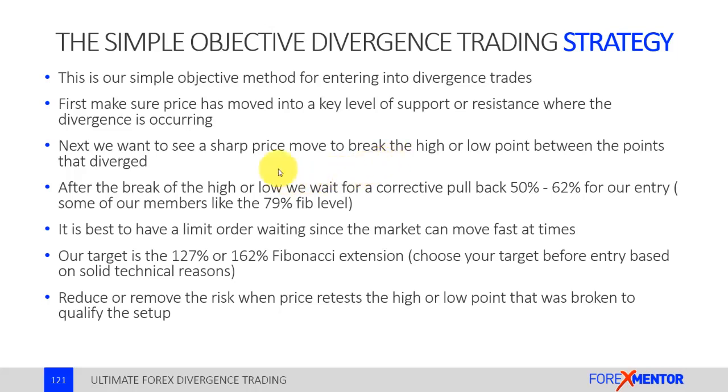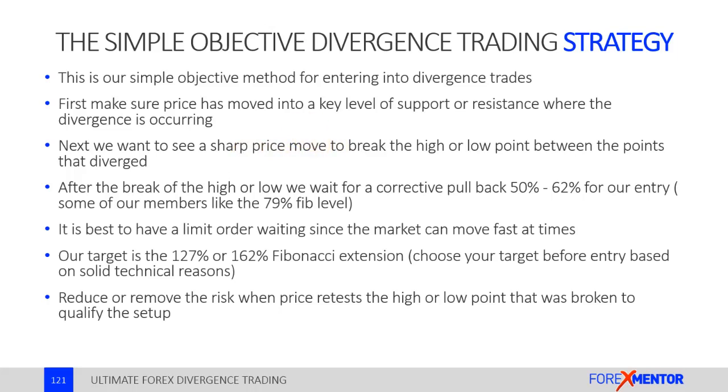Now, just a quick side note, as far as the sharp price move, where we said we want it to be one cycle. The only exception to that is if we have an extension. I'm going to explain what that is here shortly. So let's go ahead and look at some examples here of this divergence, the simple objective divergence trading strategy. I know it's a mouthful there.